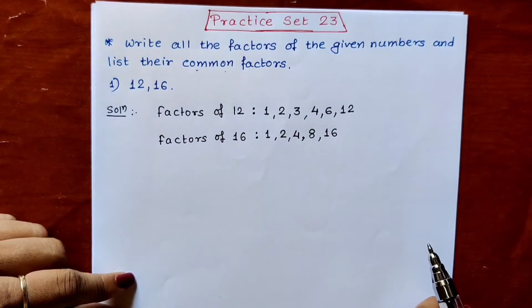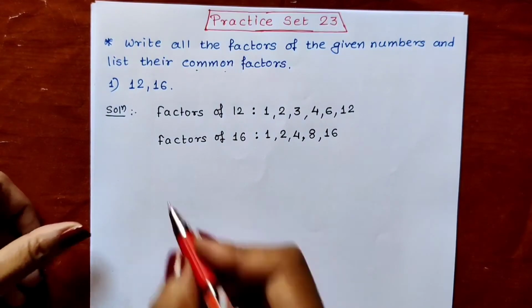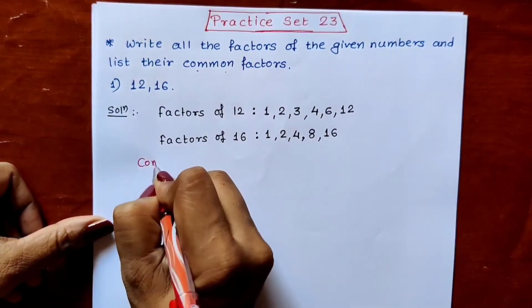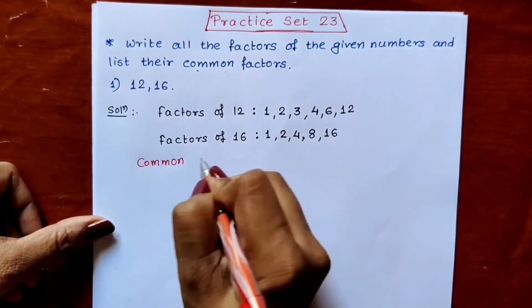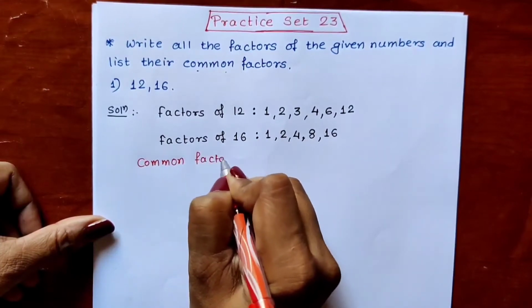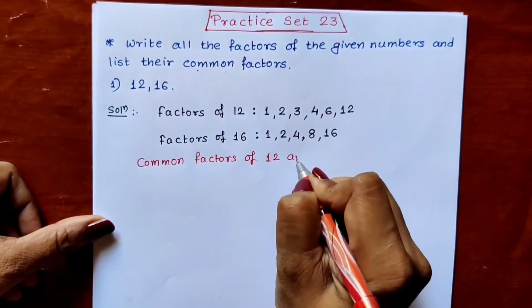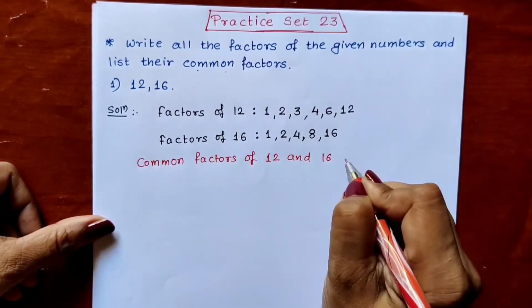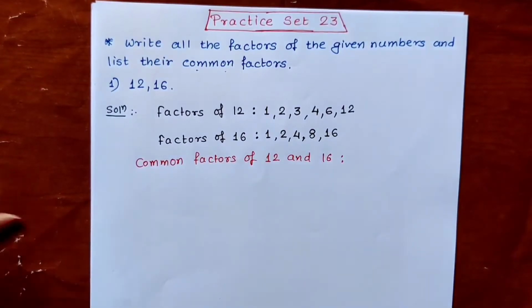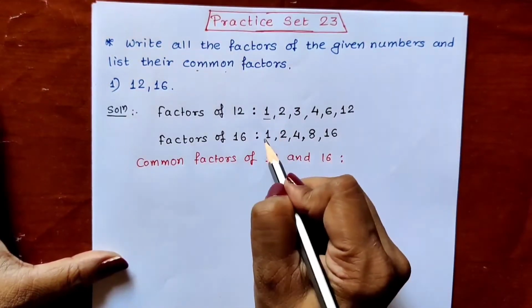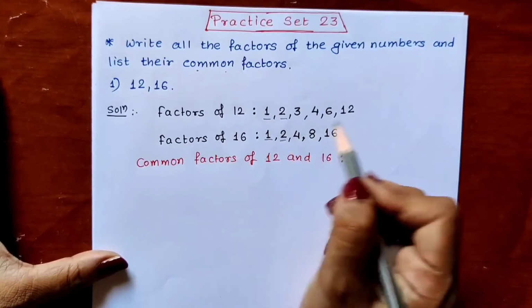Now what we have to do? We have to write the common factors of 12 and 16. Common factors of 12 and 16. If you want, you can just underline them first and then write their common factors. So we can see that 1 is common. We can see that 2 is common.